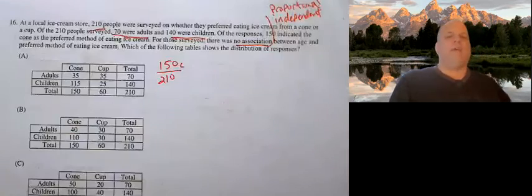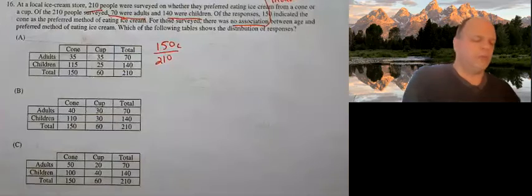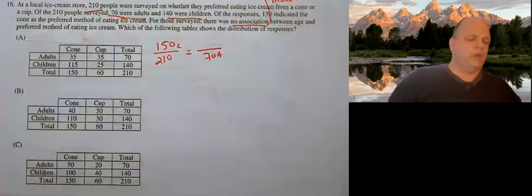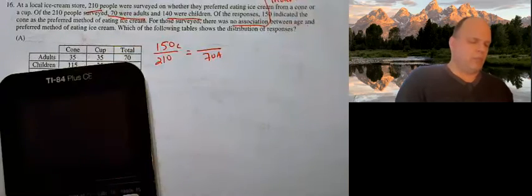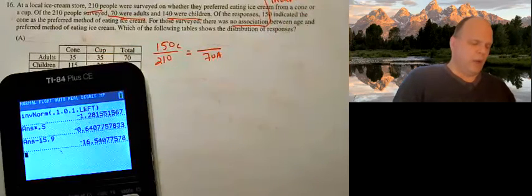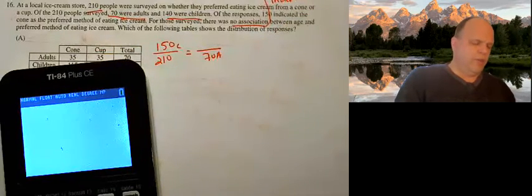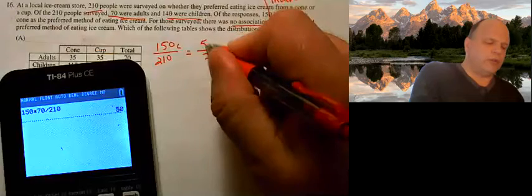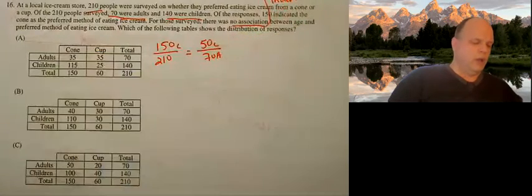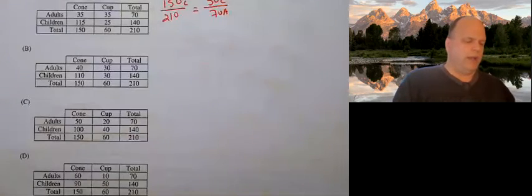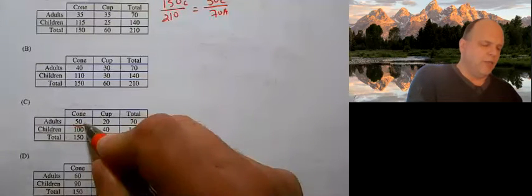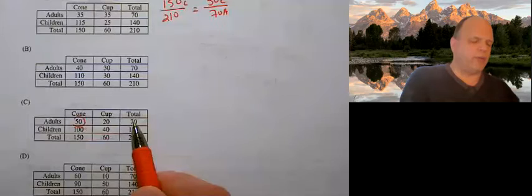So we have 150 who preferred cones. Well, we had 70 adults. So if I solve that, that's supposed to be an A. So if I have 150 times 70 divided by the 210, I go, you know what? 50 adults prefer cones. All right, so I need to find one that has 50 adults preferring cones, and that's right here. 50 adults out of 70 preferred cones.